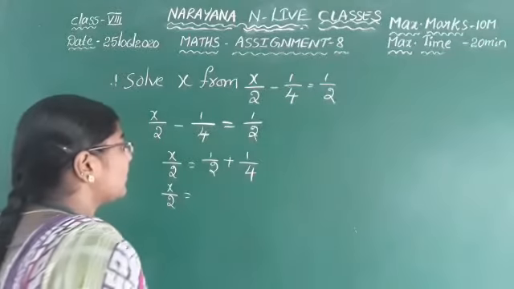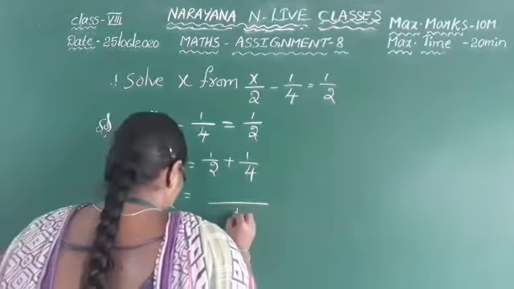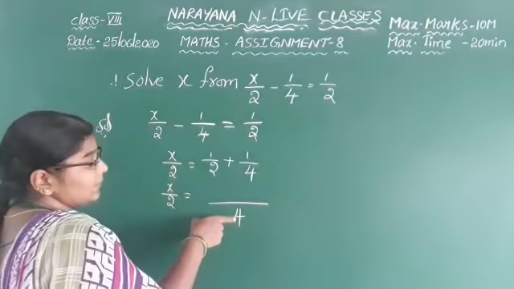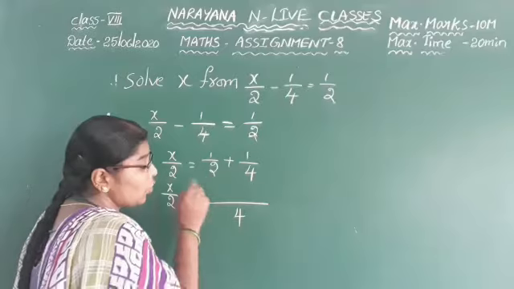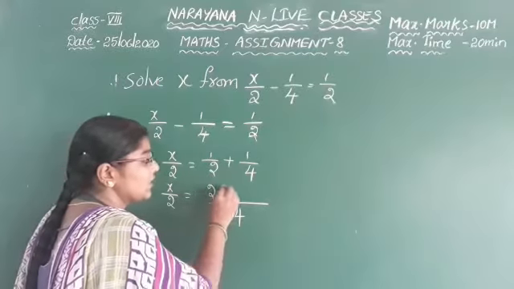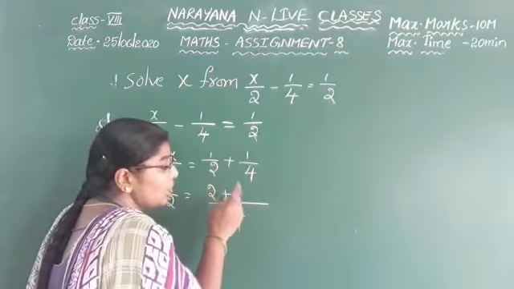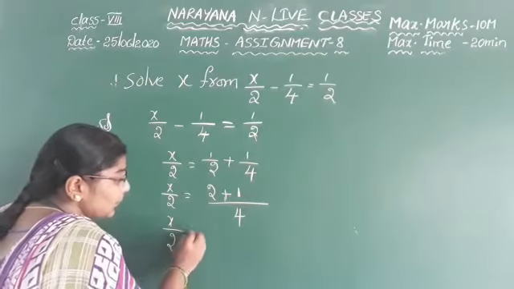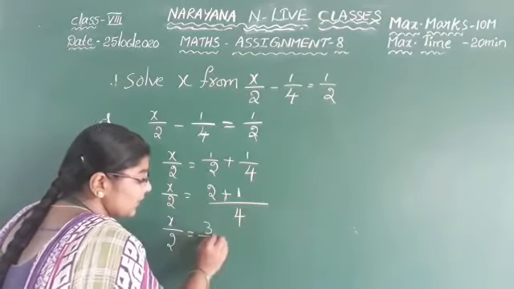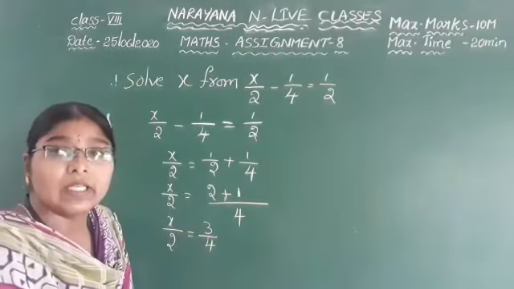So that's why we take the LCM. What is the LCM of 2 and 4? 4 is the LCM. In 2 table 4, how many times is it cancelled? 2 times. And 4 table 4, how many times? 1 time. So x by 2 is equal to 2 plus 1, 3 by 4.